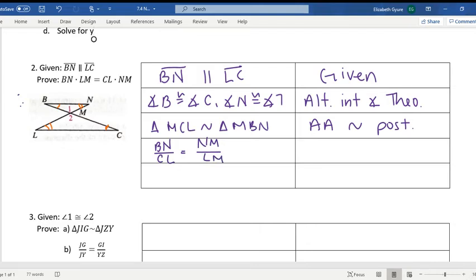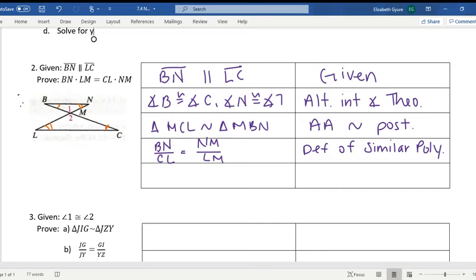And I'm picking those sides because those are the sides in my proof. And we can say that you can either simply write out that corresponding sides of similar triangles are proportional, or you could cite the definition of similar polygons or triangles.